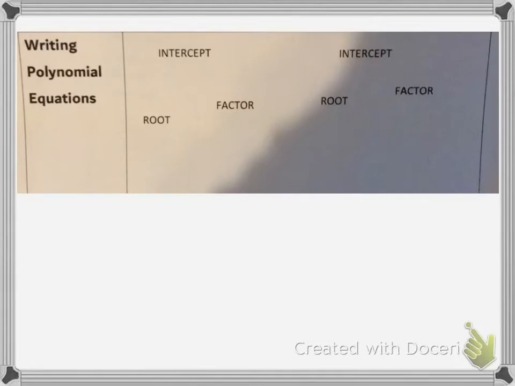So we can have an intercept, which would be a point. So they give you x comma 0. Okay. If you have an intercept, you can get a factor, which would be x minus the root. If you have a factor, you would know the root, which is just the x value, which also relates to the intercept. So these all really relate together.